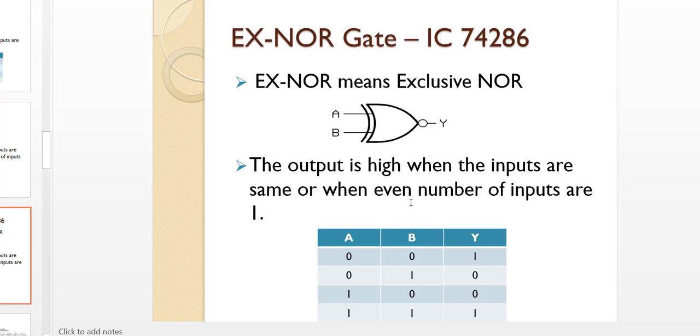Now totally this is an inverse of the XOR gate. You can say that it is exclusively NOR, or you can say that it is XOR plus NOT. So this is XOR and this is a NOT gate, or you can say that this is exclusively NOR. Either way you can learn it. So this is the symbol for the XNOR gate, XNOR, exclusively NOR. Output is high when the inputs are same.